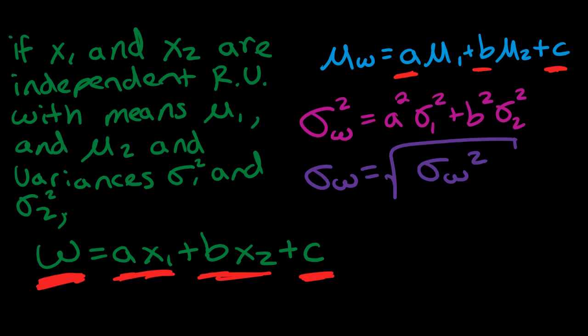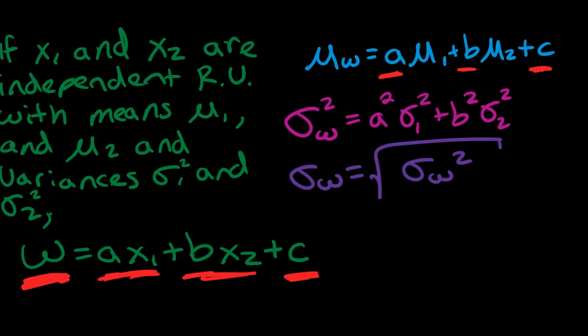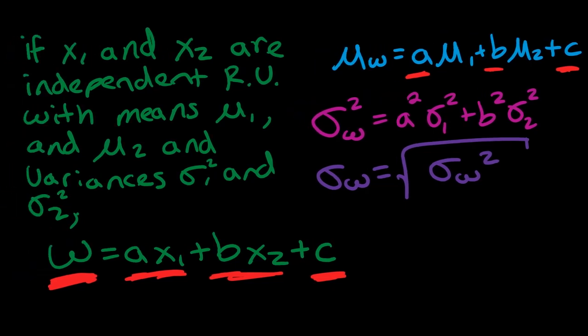Okay, next, finding the variance. It's a little more complicated because we have to figure out what a and b are, and we have to square them. Okay, what happened to c? c gets dropped. Okay, the variance of a constant that has no random variable attached to it is 0. So c basically gets dropped if it's not being multiplied by a random variable. Then the variability of a constant is 0.